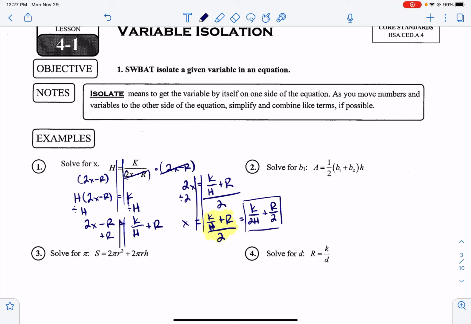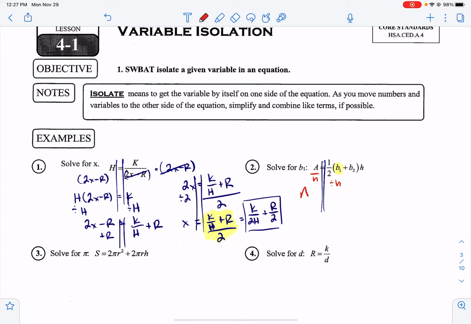Okay, number 2, solve for b sub 1. So we're going to call this b1. So we're trying to get this little b all by itself. Lot to get rid of. Let's see. I'm going to actually do this one in red so we don't mix it up with number 1. First thing I need to get rid of is the stuff on the outside of the parentheses. So the opposite of timesing by h is to divide by h.